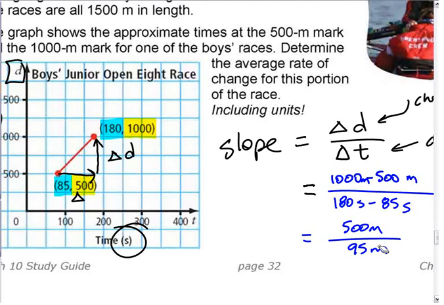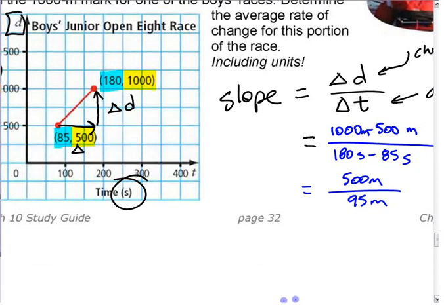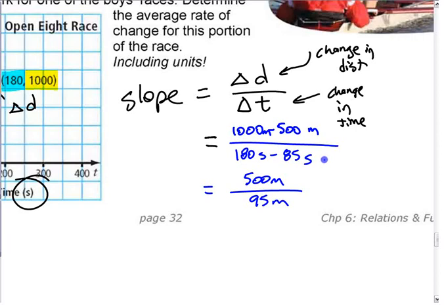If that was 100 seconds there, what would the slope be? It would be 500 divided by 100. It'd be 5, right? I put the wrong unit there, didn't I? What should that be on the bottom? Seconds, right? 500 meters over 100 seconds is 5. These units aren't the same. They don't cancel out the way the feet did in the previous one. The units would be meters per second.